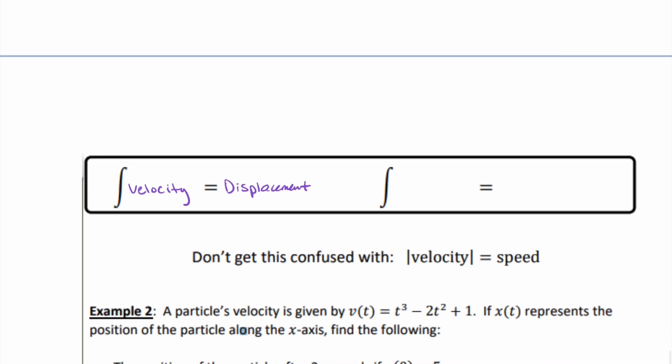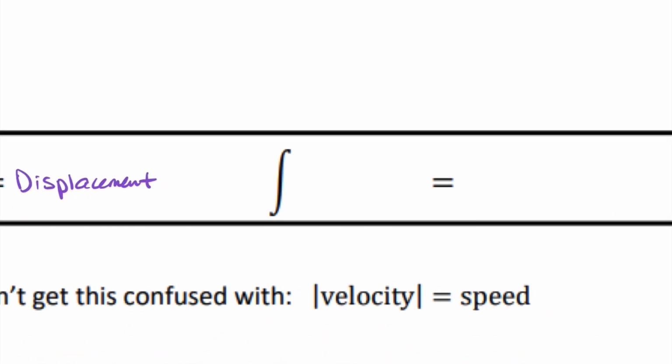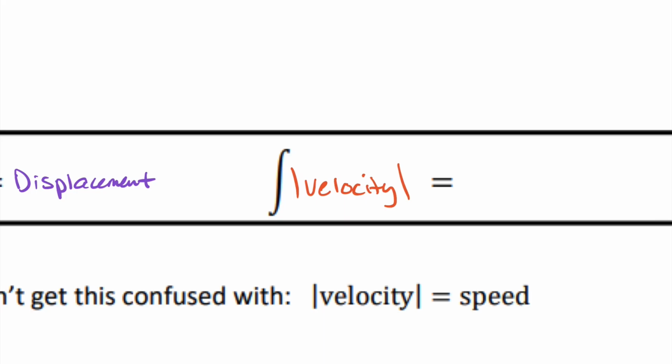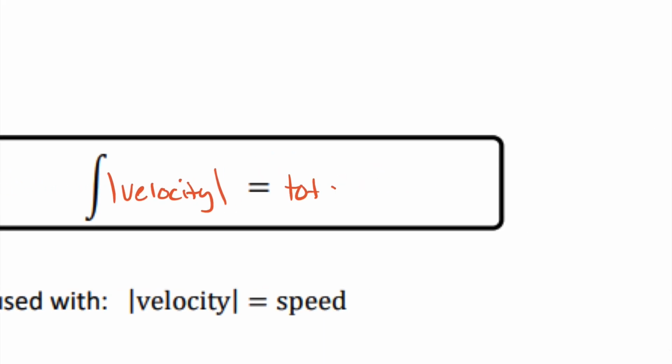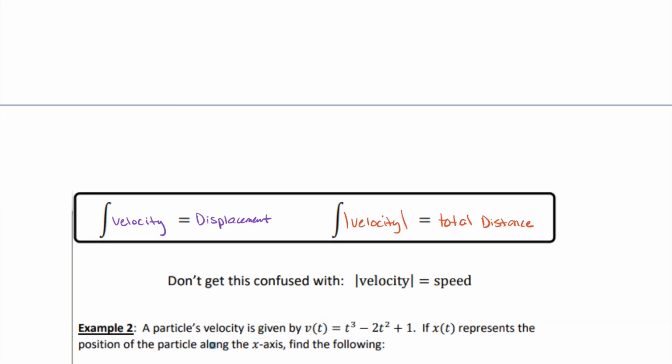All right, so the accumulation of area under the curve between that and the x-axis will be your displacement. And the integral of the absolute value of velocity is total distance. So total distance traveled. We're going to take all our positives and negatives and put them together.